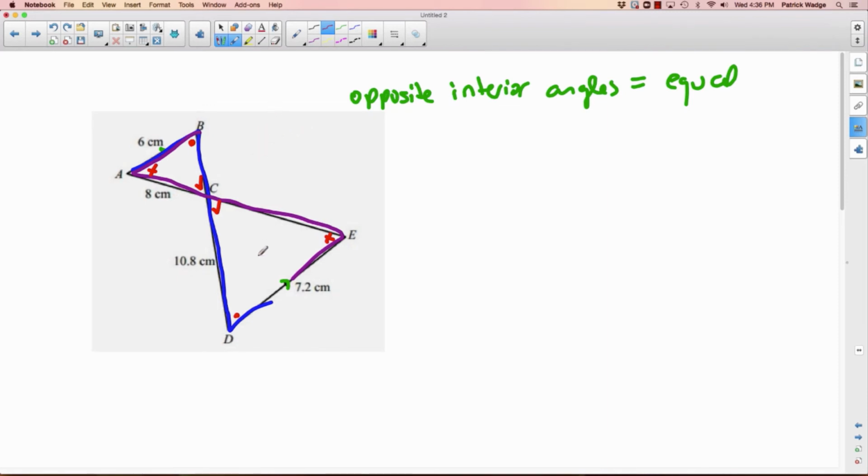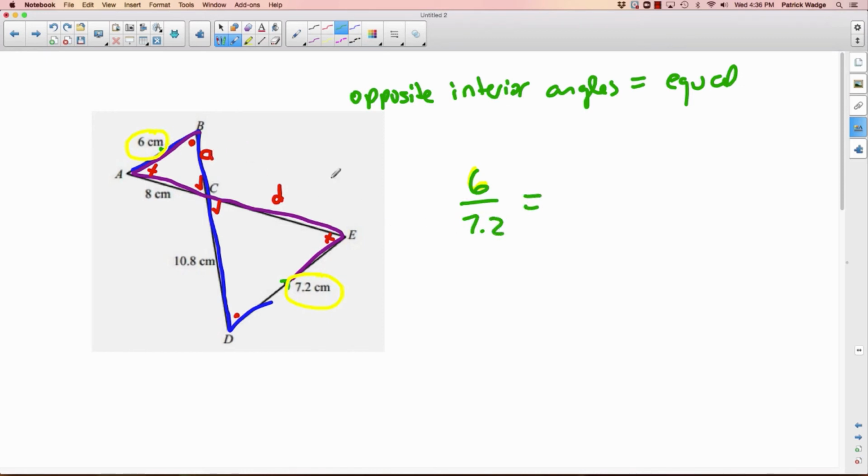Okay, so let's see what we have to figure out here. I guess we're trying to figure out this side here. I'm going to call it little a, and this side here, I'm going to call it little d. Now, what's the pair that's very useful to us? It's this one right here, and the corresponding side to that is this one right here. So we have 6, let's use a different color. 6 over 7.2 equals, let's try to find a first.